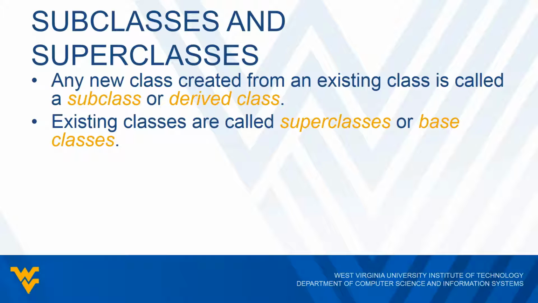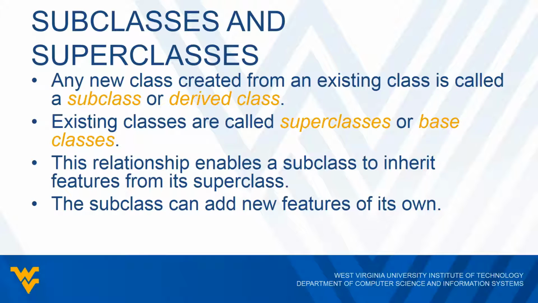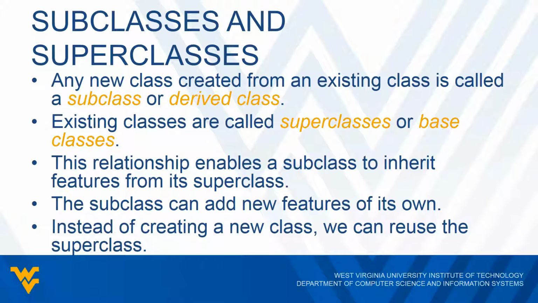By having this relationship between the subclass and the superclass, we can inherit features from the superclass into the subclass. Now, with that said, the subclass can have its own additional attributes, operations, and methods. But whenever we inherit from a superclass, the subclass has everything that the superclass originally had, and then we can tack on additional attributes and methods on top of it. So what we're trying to do here is, instead of having to create a brand new class from scratch, we can simply reuse the superclass in the subclass.